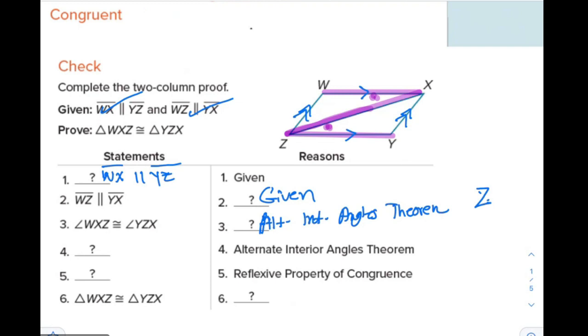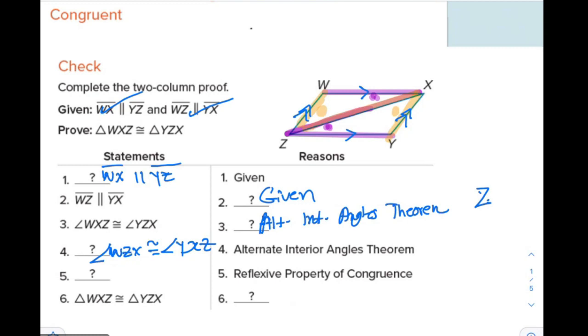Fourth statement, also we have another pair of alternate interior angles because we have two pairs of parallel sides. So since these sides also are parallel, then this angle is congruent to that. So we will copy these angles. Angle WZX is congruent to angle YXZ by the alternate interior angle theorem.